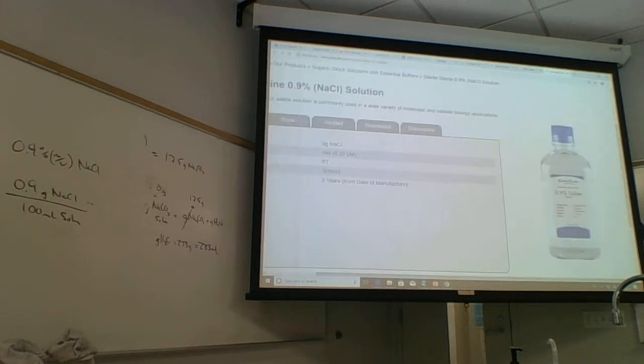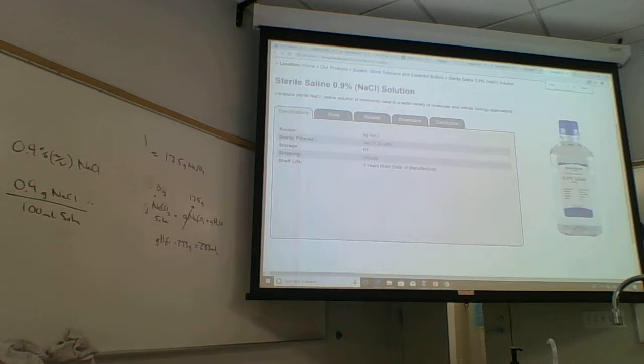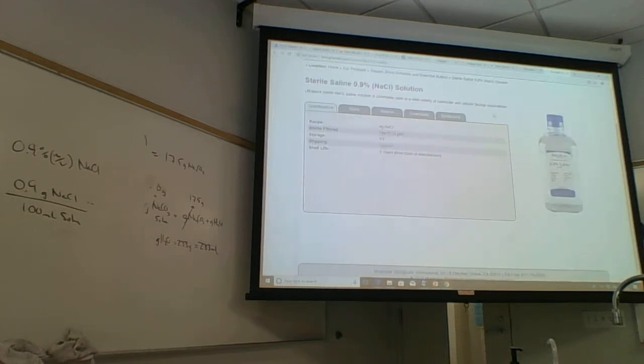I think this is used for growing cell cultures. 0.9% saline. They call it isotonic. This is isotonic with blood. And this is used in a wide variety of molecular and cellular biology applications. This sterile saline.